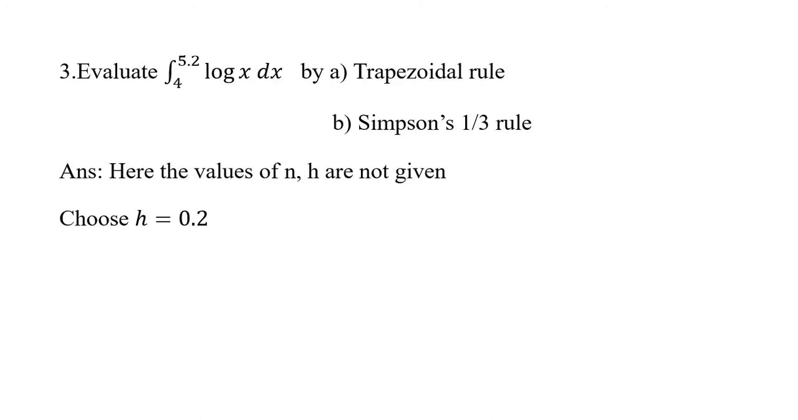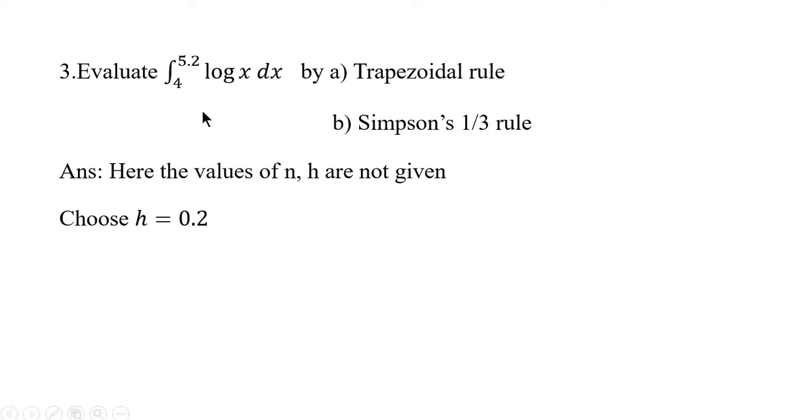Problem 3. Evaluate integral 4 to 5.2 log x dx by using both the methods. Here you can observe the value of n is not given, also h is not given. Usually we take the value of h as 0.1 by default if it is not given.